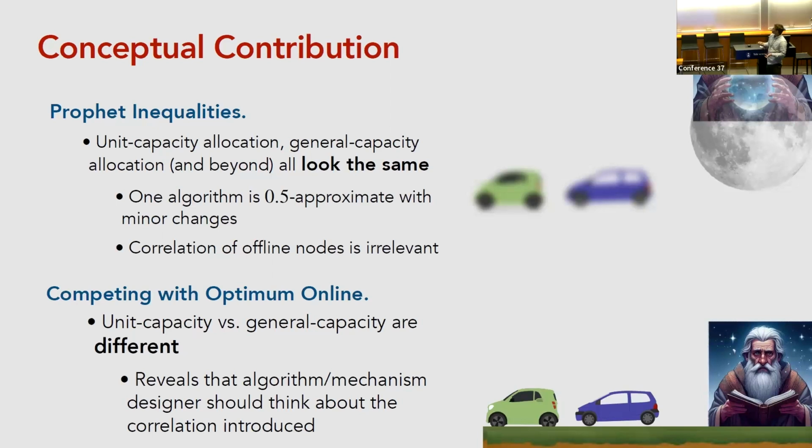Whereas when we started this project and we competed with the optimum online, or the philosopher benchmark, we realized that these are actually quite different problems. In fact, if you want to get a better than 1/2 approximation, or really just design a good algorithm for this problem, it's really crucial to think about how you correlate the agents as the arrivals show up. So we think this is an interesting conceptual contribution: competing with this new benchmark can reveal some problem-specific differences that are not relevant to the standard competitive analysis.